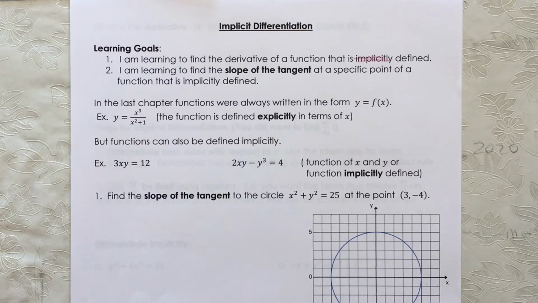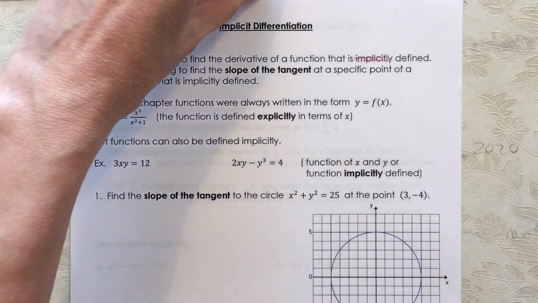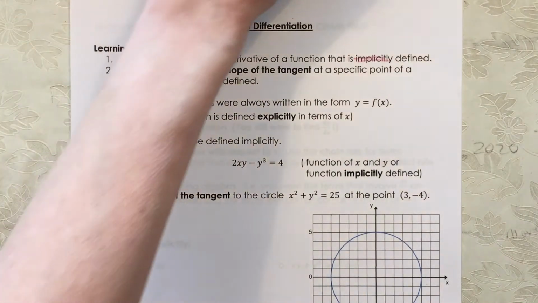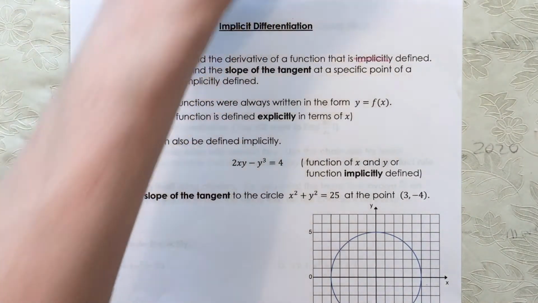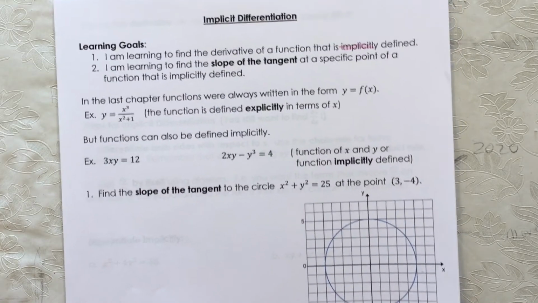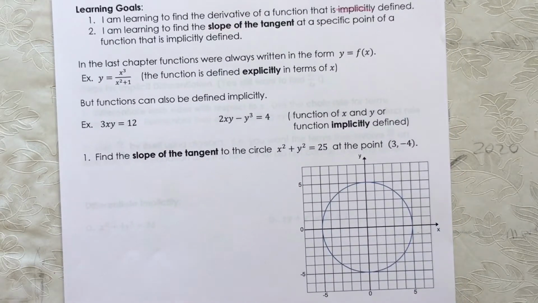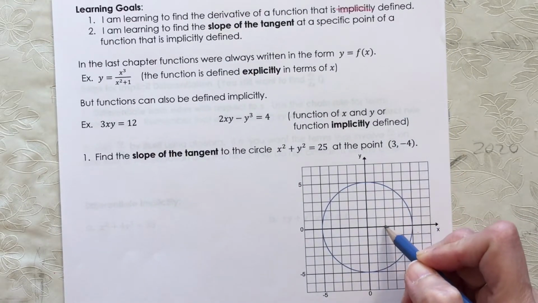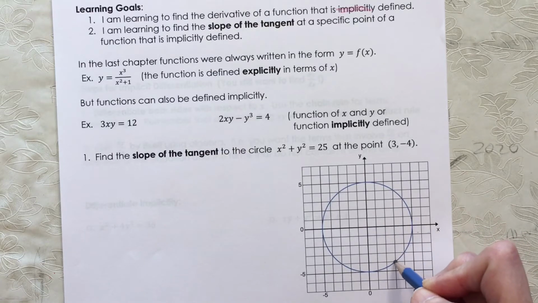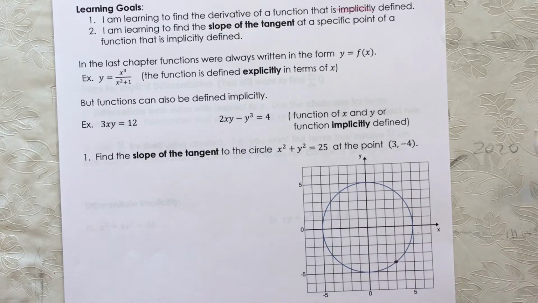So we're going to find the slope of the tangent to the circle x squared plus y squared equals 25. And we'll find it in general, and then we'll find it specifically at the point 3, -4, because we can compare it to something we know is correct. So we went back to this example way at the beginning when we were first defining what a derivative was. We knew that a property of circles was that the tangent was always perpendicular to the radius.